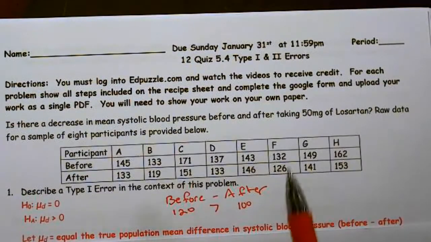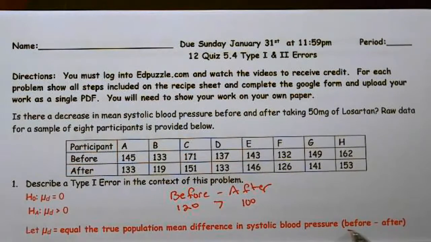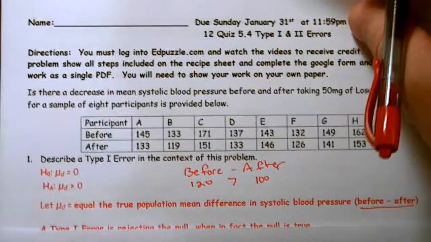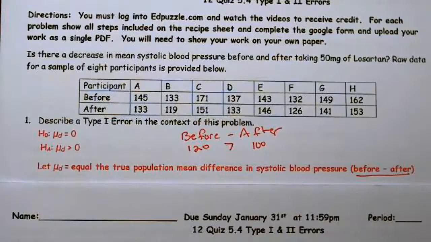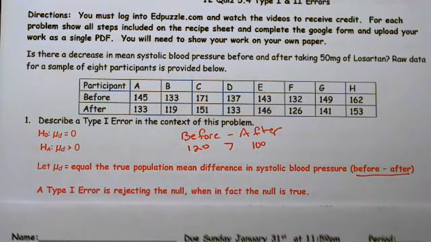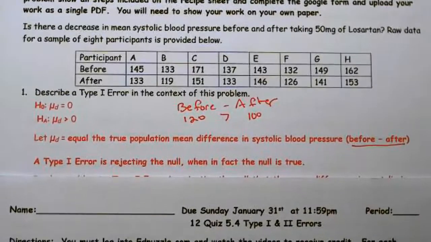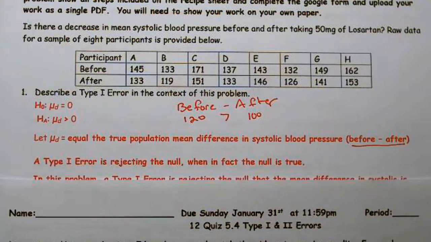So let mu d equal the true population mean difference in systolic blood pressure, before minus after. Remember, you always have to state how you're defining it. Then the next thing, when we're doing a problem on type 1 error, is we need to define what type 1 error is in general terms. In other words, show them that we know the basic definition. The basic definition is a type 1 error is rejecting the null when it's true, right? Rejecting the null when it's in fact true. So that would be an error because we rejected the truth.